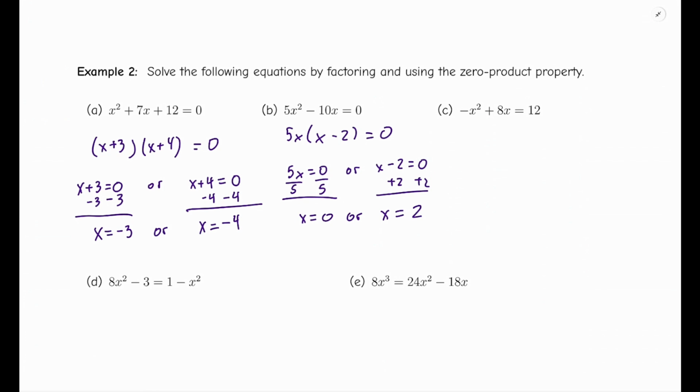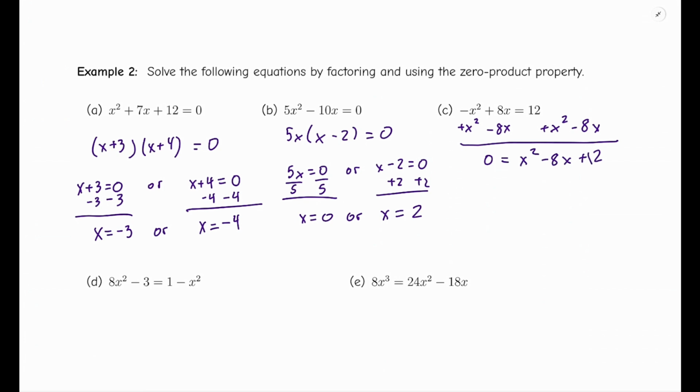Part C, negative x squared plus 8x equals 12. Before I can factor this, I need to get it set equal to 0. So the first thing I'm going to do is add x squared and subtract 8x to both sides. Now you might ask, why didn't I just subtract the 12? Remember from the previous section, it is always nicer to have your first term be positive instead of negative.